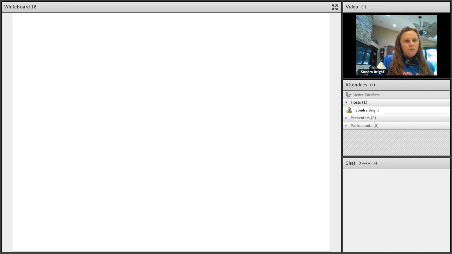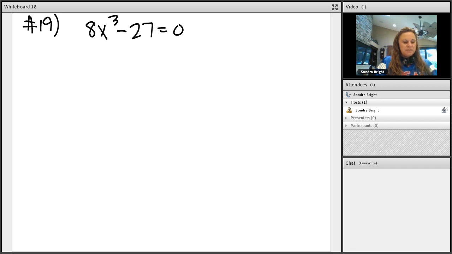Let's do same page, number 19. 8x cubed minus 27 equals 0. You definitely want to look and see, is there a common factor that can be factored out, and there's not. Between 8 and 27, there's not a common factor. But this is the difference of two cubes.